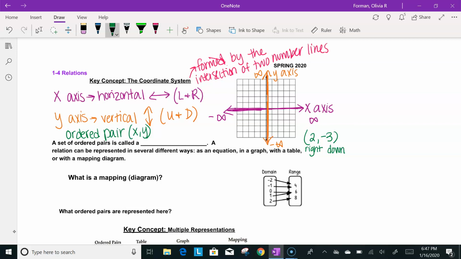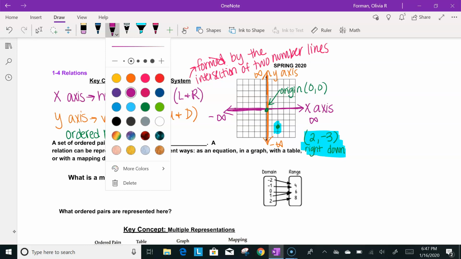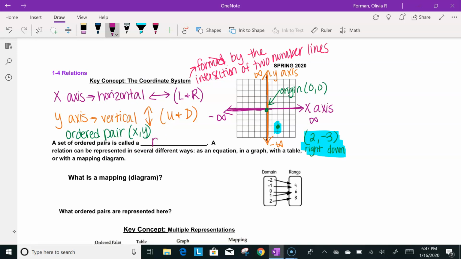So I go right 2 from the origin, which this point right here we call the origin, and that's at point 0, 0. If we go 2 over from the origin to the right, and we go down 1, 2, 3, this is where that ordered pair would be graphed. So again, all I've done is I've taken a graph point and I put it right here. I went right 2, 3 down from that origin point. A lot of you probably remember that, but it's good to just go through a refresher. Okay, a set of ordered pairs is something that we call a relation, which is the heart of this lesson.